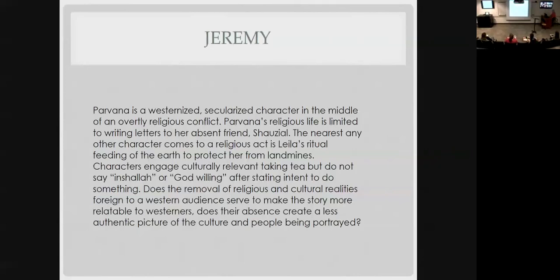Does the removal of religious and cultural realities foreign to a Western audience serve to make the story more relatable to Westerners? Does their absence create a less authentic picture of the culture and people being portrayed? What are your thoughts on this, Jeremy?